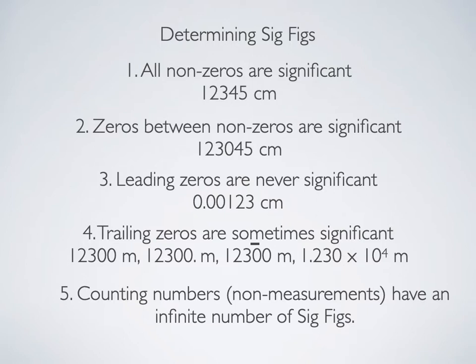5.000000 and so on, out into infinity. That's why we say they have an infinite number of significant figures. And that will become very important when we come around and start talking about calculations.